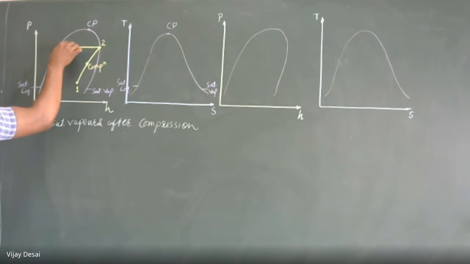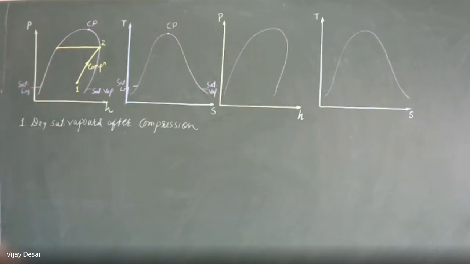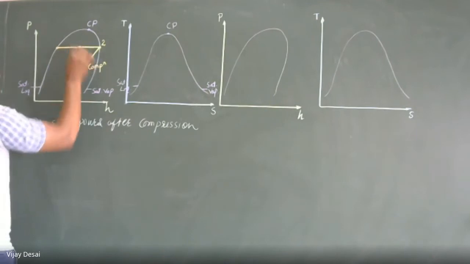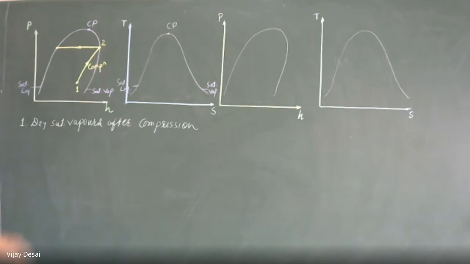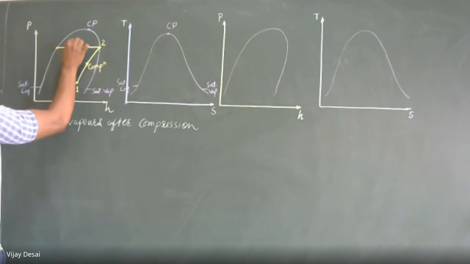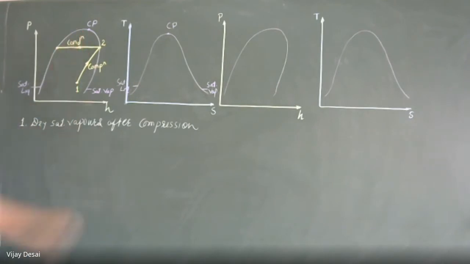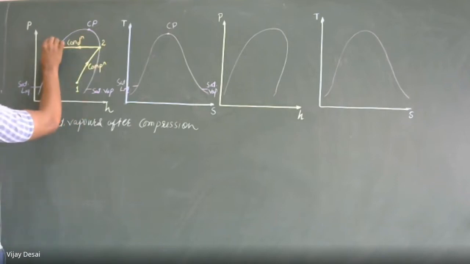So likewise, ultimately it converts all vapors into saturated liquid. So this is the inlet point of the condenser. At the outlet we get exact saturated liquid. That means all vapors get converted into liquid form. This is the condensation process. So this is point 3.